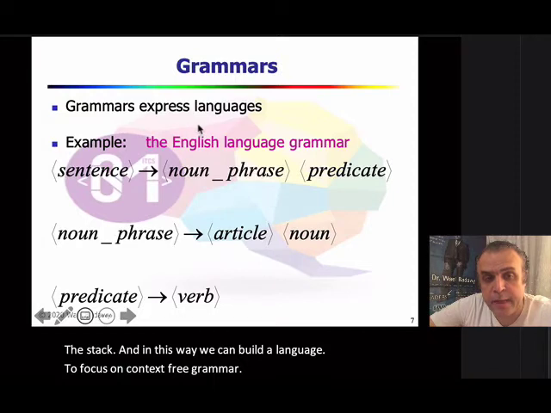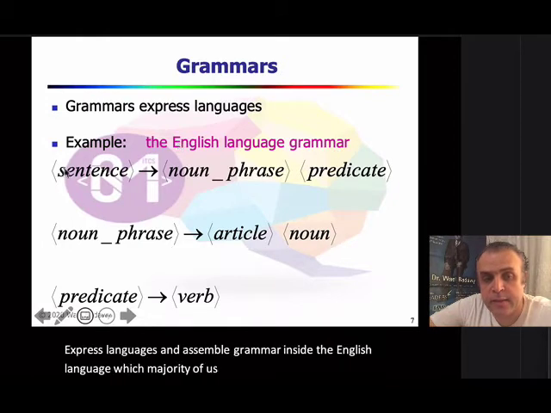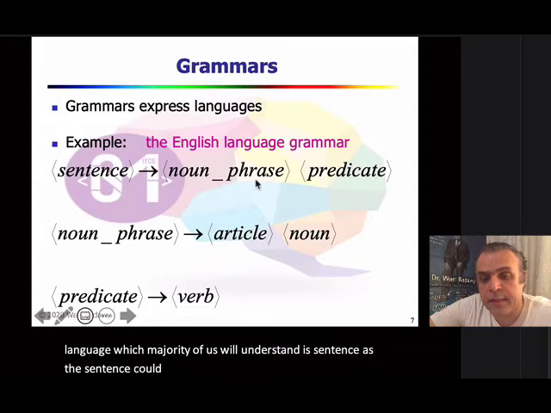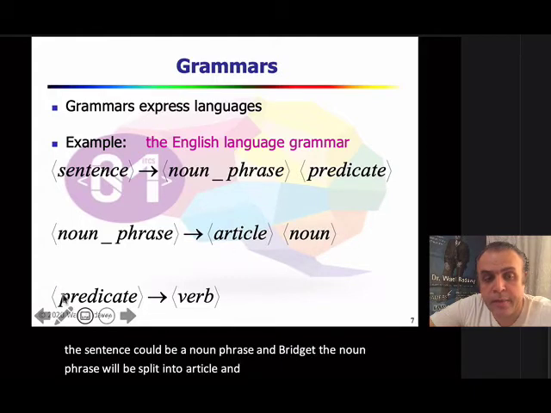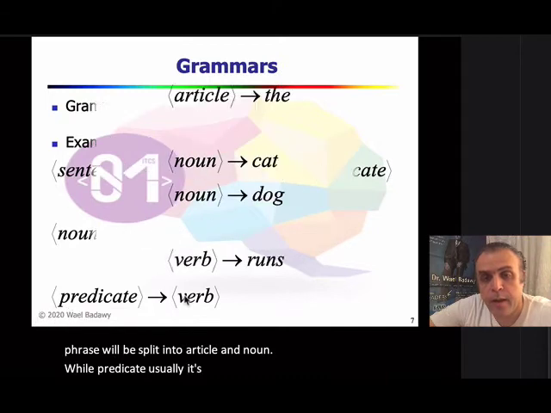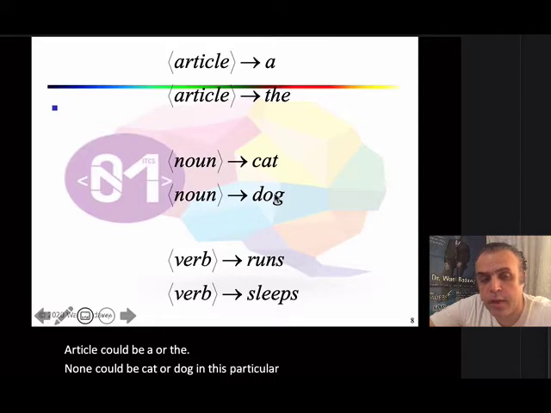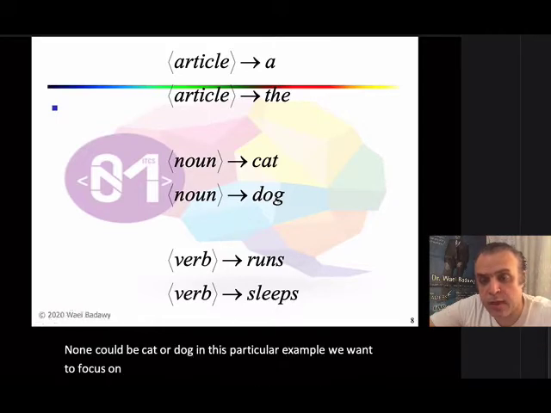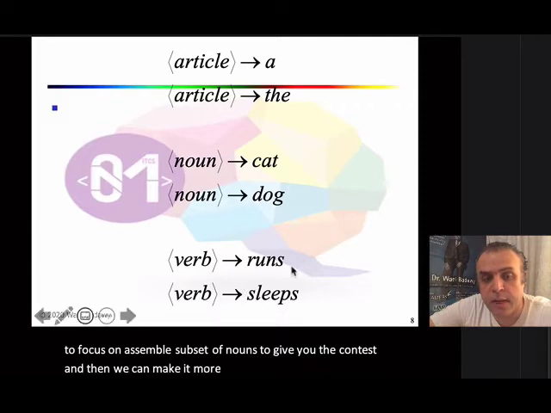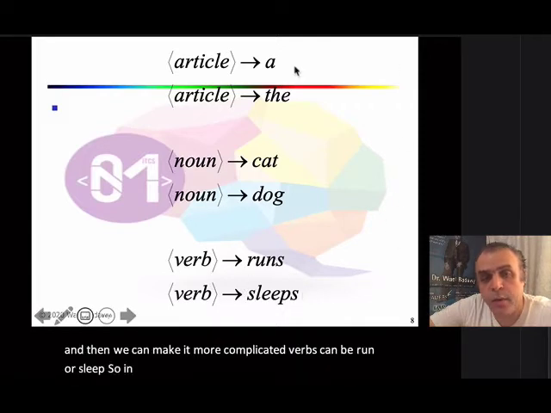To focus on context-free grammar, grammars express languages, and a simple grammar inside the English language, which the majority of us will understand, is the sentence. A sentence could be a noun phrase and a predicate. The noun phrase will be split into article and noun, while the predicate is usually a verb. Article could be a or the. Noun could be cat or dog. In this particular example, we want to focus on a simple subset of nouns to give you the context, and then we can make it more complicated. Verbs can be run or sleep. So in this particular case, we have two articles, two nouns, and two verbs.